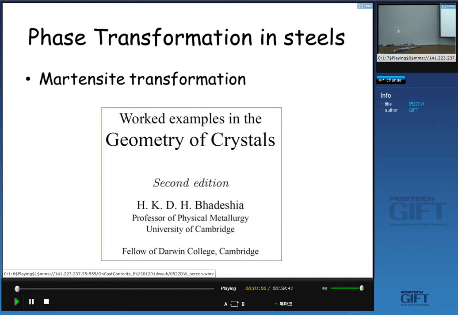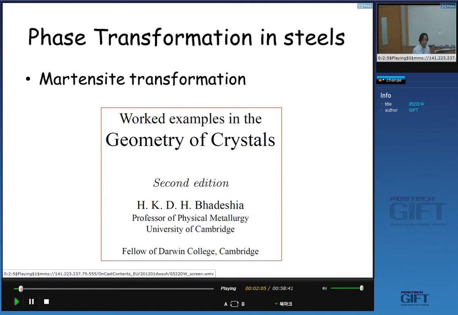The transformation kinetics itself is quite fast because it does not require the diffusion of any atoms. And also, in terms of engineering application, martensite gives you quite a big chance to develop high strength steel, because the hardness and strength of steel whose microstructure is martensite is really high compared to other microstructures formed by the diffusion process, like ferrite, pearlite, and others.